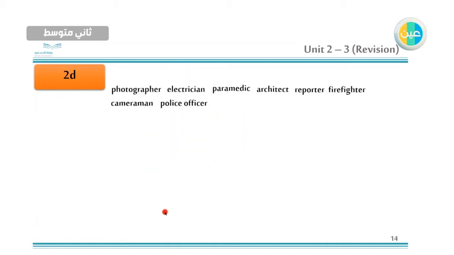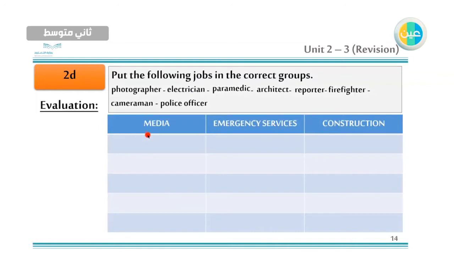Alright, now let's have a small exercise about the vocabulary we just had. It says put the following jobs in the correct group. So we have 3 different groups: media, emergency services, construction. To which group do all these jobs belong? Let's start with the first one, photographer. Does it belong to media or emergency services or construction? Okay, it's clearly media, so photographer goes with the media group.